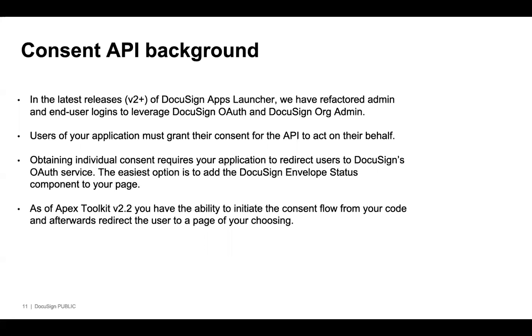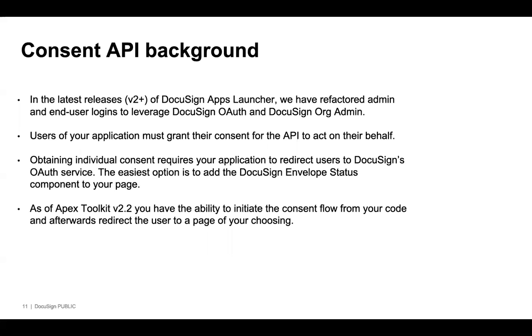Last year, we released version 2.2 of the DocuSign Apex Toolkit. In 2.2, we exposed authentication methods in the Apex Toolkit. Using that, you can grant consent for the Apex Toolkit, and any DocuSign user who wants to authenticate can use this getLoginUrl method. This is done for security reasons.